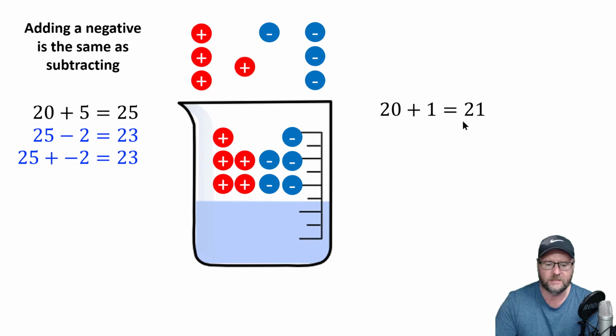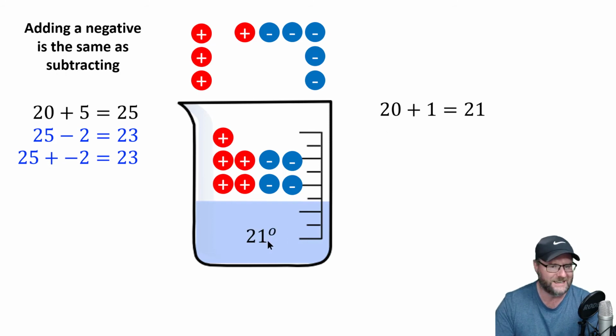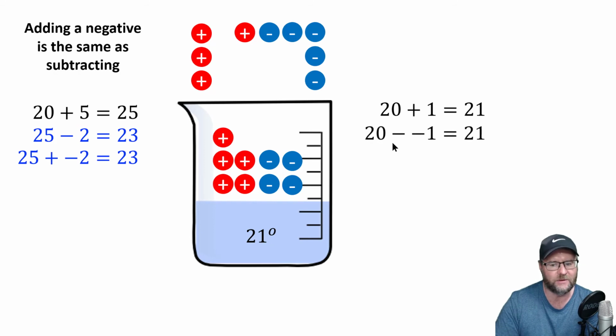All right, so let's go back to our balanced out at 20 degrees. This time, I'm going to take away 1 negative. I took away a negative 1. My temperature now has risen to 21 degrees. So mathematically, here's what happened. I was at 20. I took away a negative 1, and I got to 21. What do you notice? These two numbers are the same.